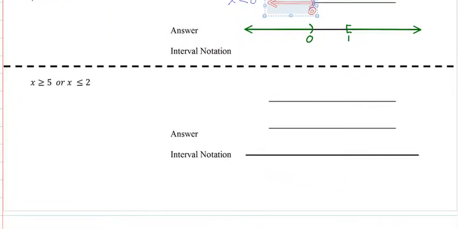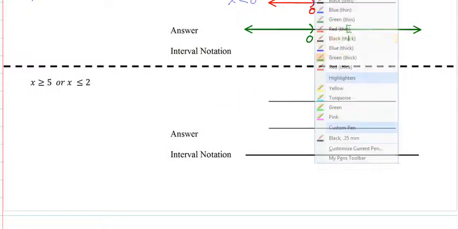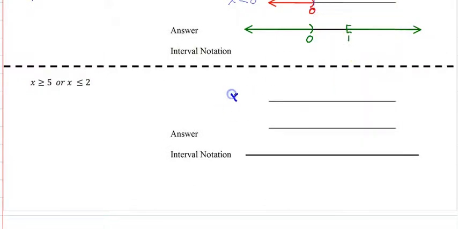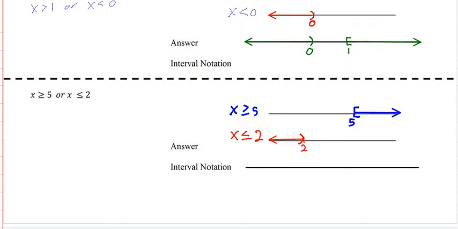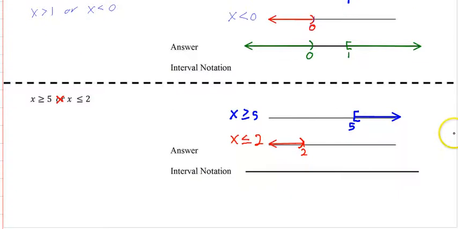Alright, let's try one more. So we have x is greater than 5. Greater than or equal to 5. Oops, I'm going to do that one in blue. And then we'll do the other one in red. So let's graph them. And you should have these graphs. And this is a mistake. We've already looked at an or in this situation. It's the same one as above. So what we're going to do is look at this one as if it's an and. So we're going to do an and answer.